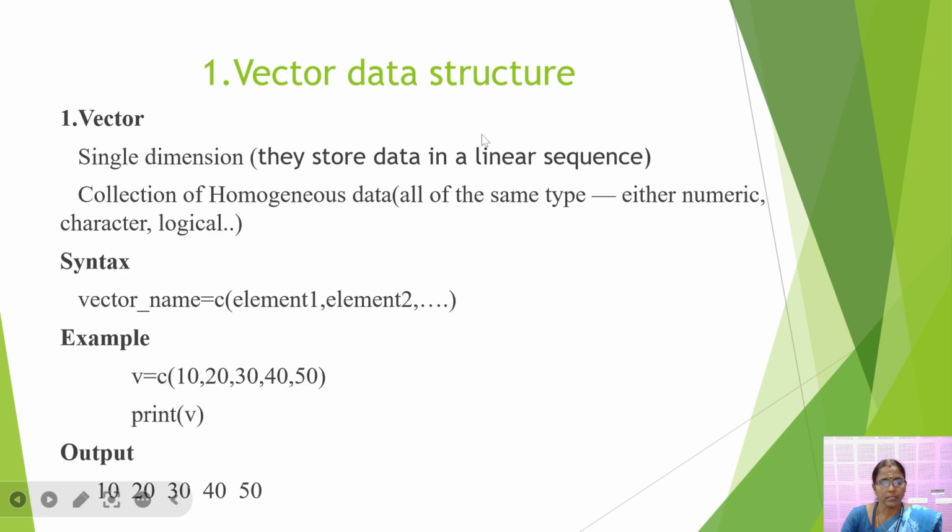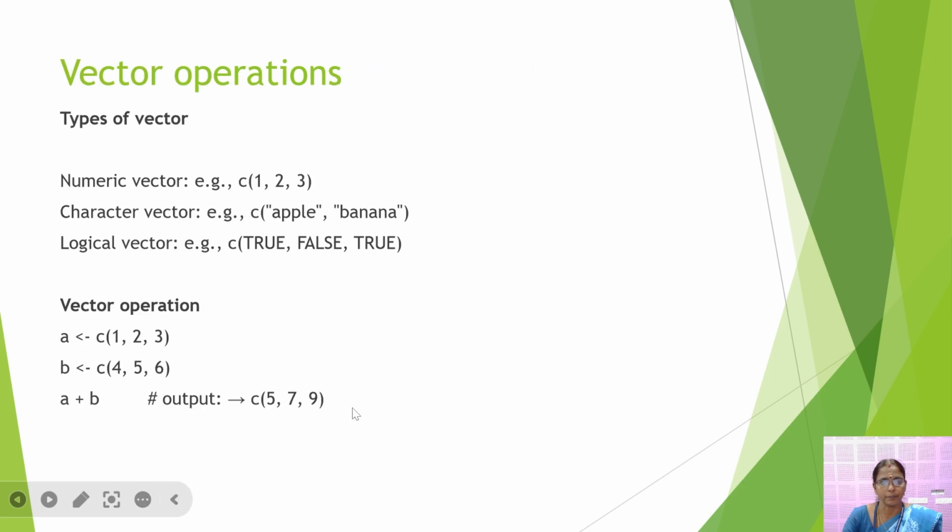Here is an example: c represents the vector elements, the vector data structure. Here we are storing 5 elements, that is 10, 20, 30, 40, 50. All these elements are stored as a vector data structure. Here V is the vector name. Using the print command, the vector elements can be printed like this. The output is 10, 20, 30, 40 and 50.